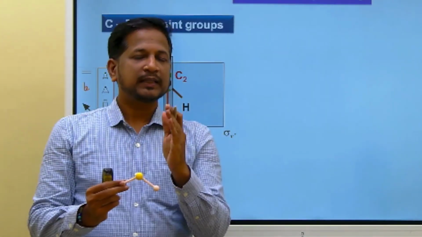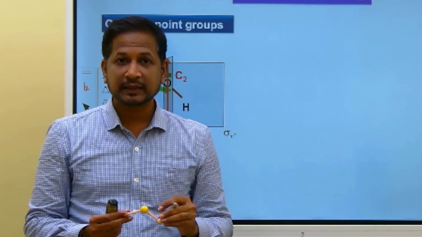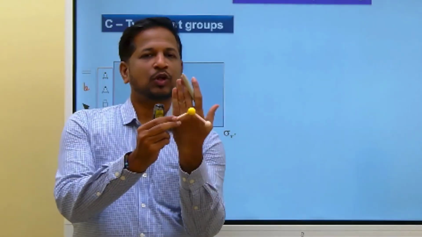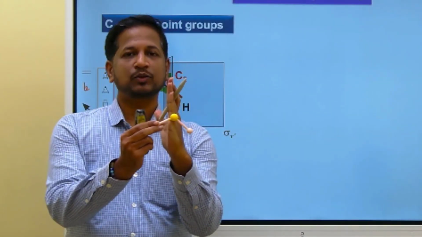The vertical plane is the plane which is parallel to the principal rotational axis. The principal rotational axis is C2, so this plane is also parallel. This plane is also parallel to the molecule.